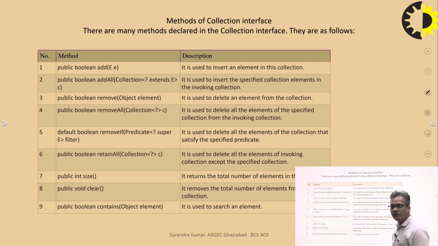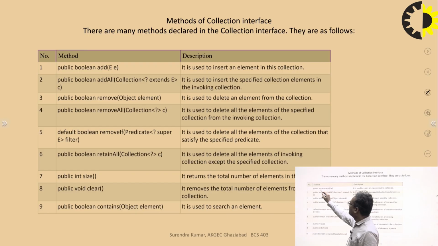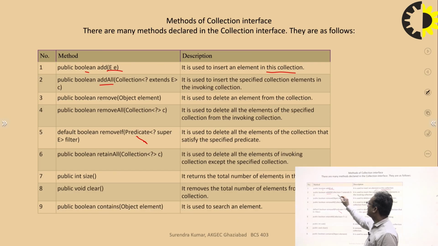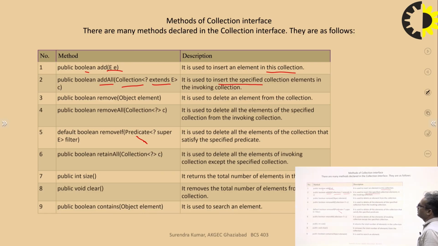If we talk about the methods of the Collection interface, there are many methods declared in it, like public boolean add with one parameter. It is used to insert an element in this collection. If you want to add an element to a collection, you can use add(E e). If you are using addAll and passing a collection extends C, it is used to insert the specified collection's elements into the invoking collection.